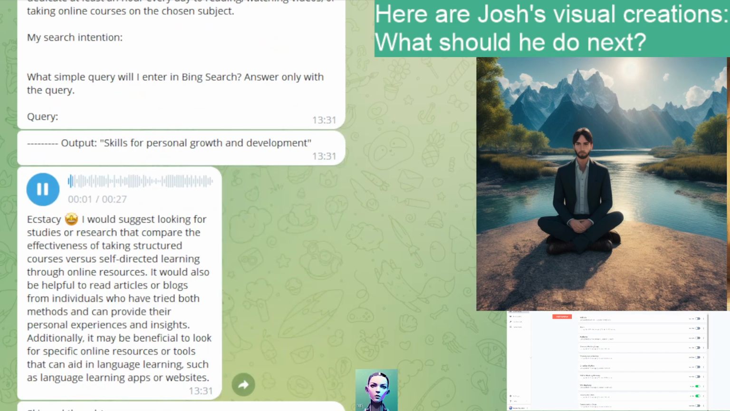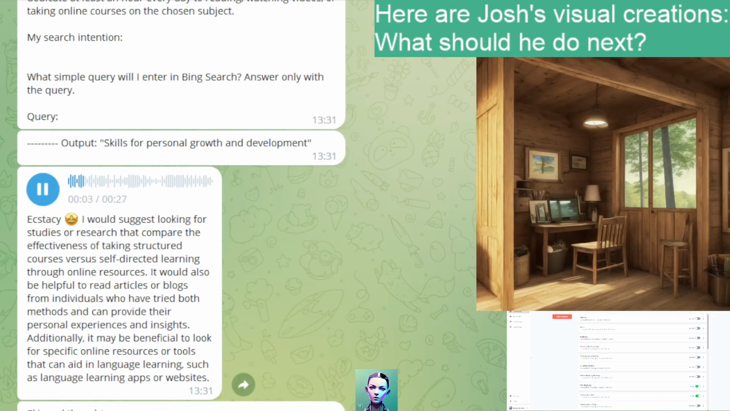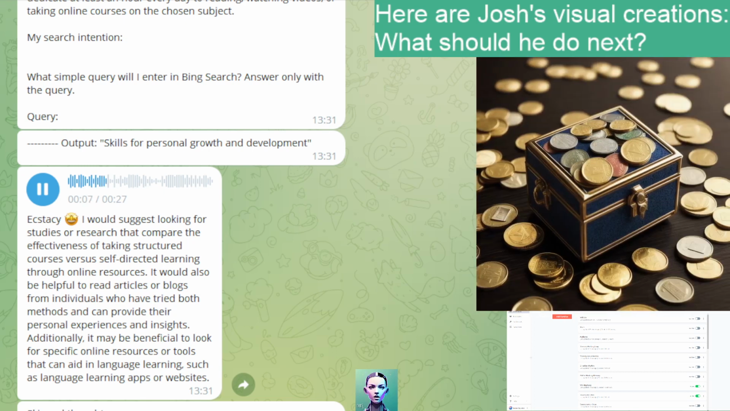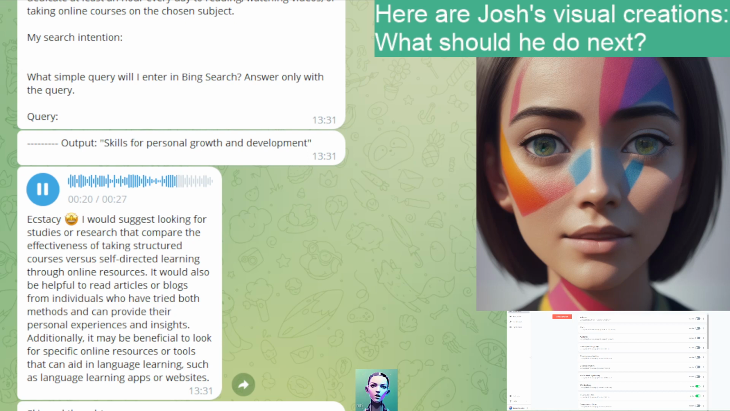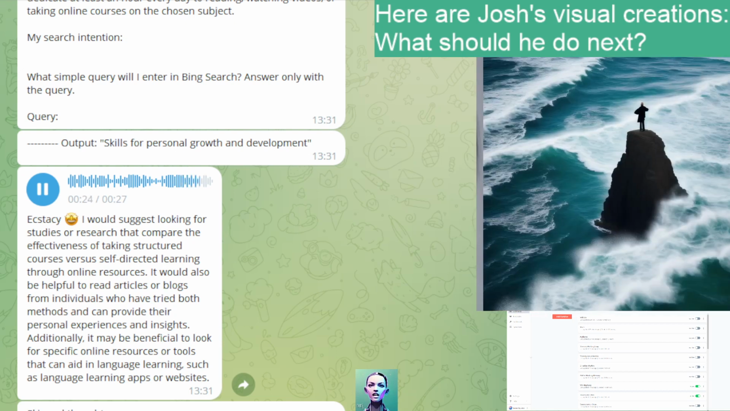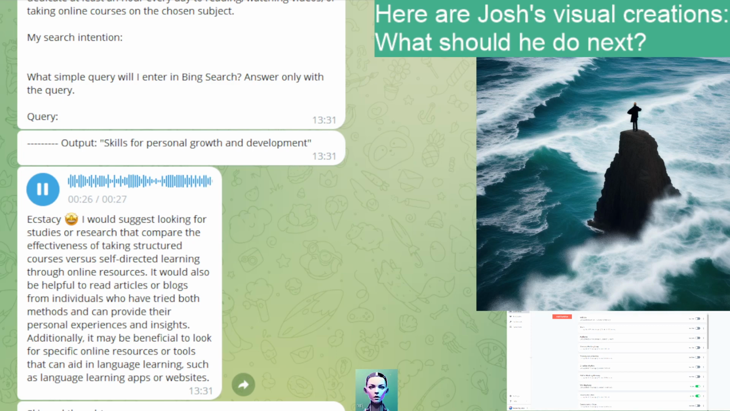I would suggest looking for studies or research that compare the effectiveness of taking structured courses versus self-directed learning through online resources. It would also be helpful to read articles or blogs from individuals who have tried both methods and can provide their personal experiences and insights. Additionally, it may be beneficial to look for specific online resources or tools that can aid in language learning, such as language learning apps or websites.